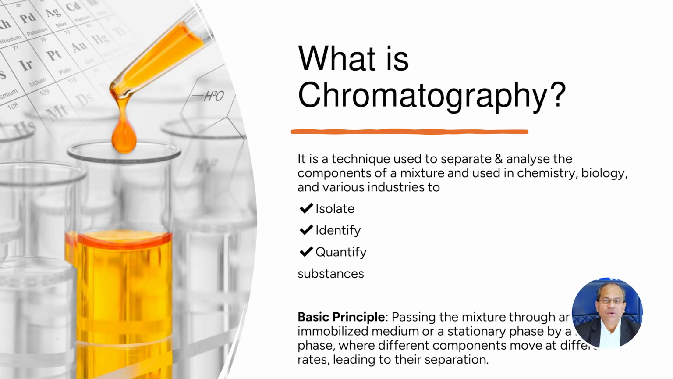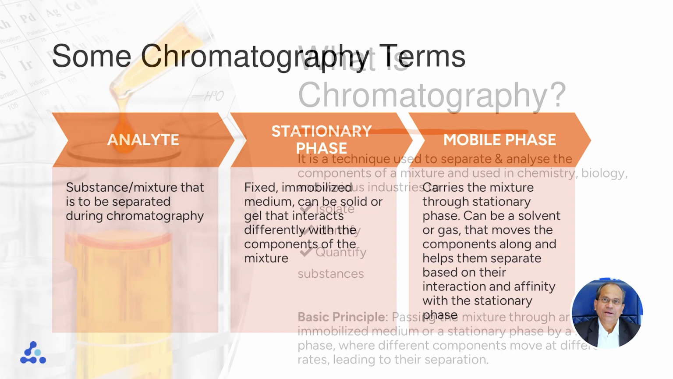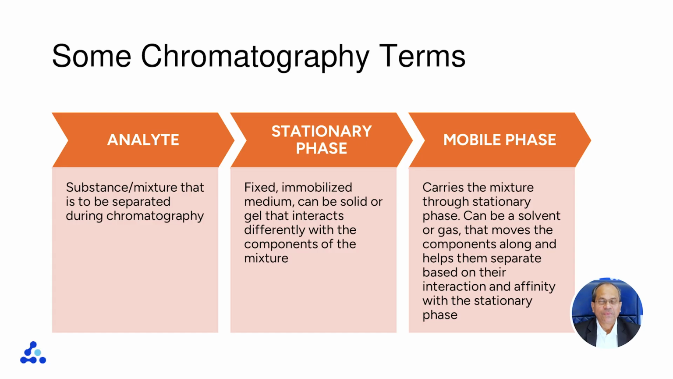The basic principle involves passing the mixture through a medium or a stationary phase where different components move at different rates, leading to their separation. Some of the main chromatography terms, as we know, number one is analyte, that is the substance or the mixture that is to be separated in chromatography.